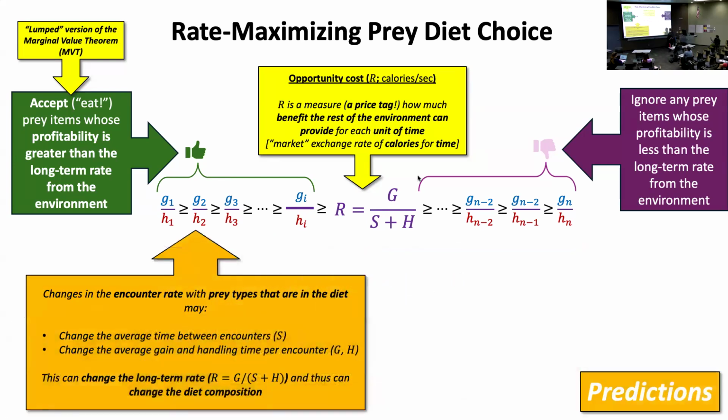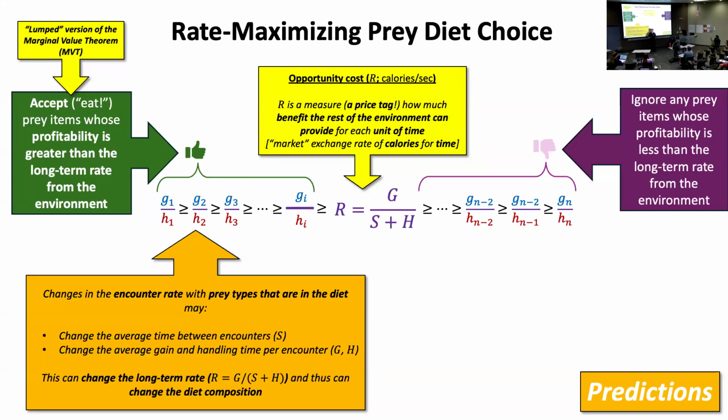Okay, so some predictions. One of the predictions we get out of this is that you could change the encounter rate for items that are in the diet. If you make items in the diet more frequent, so you space them together more closely instead of farther apart, then in general, if you change the spacing between items in the diet, that is going to change how much energy is coming into the forager.